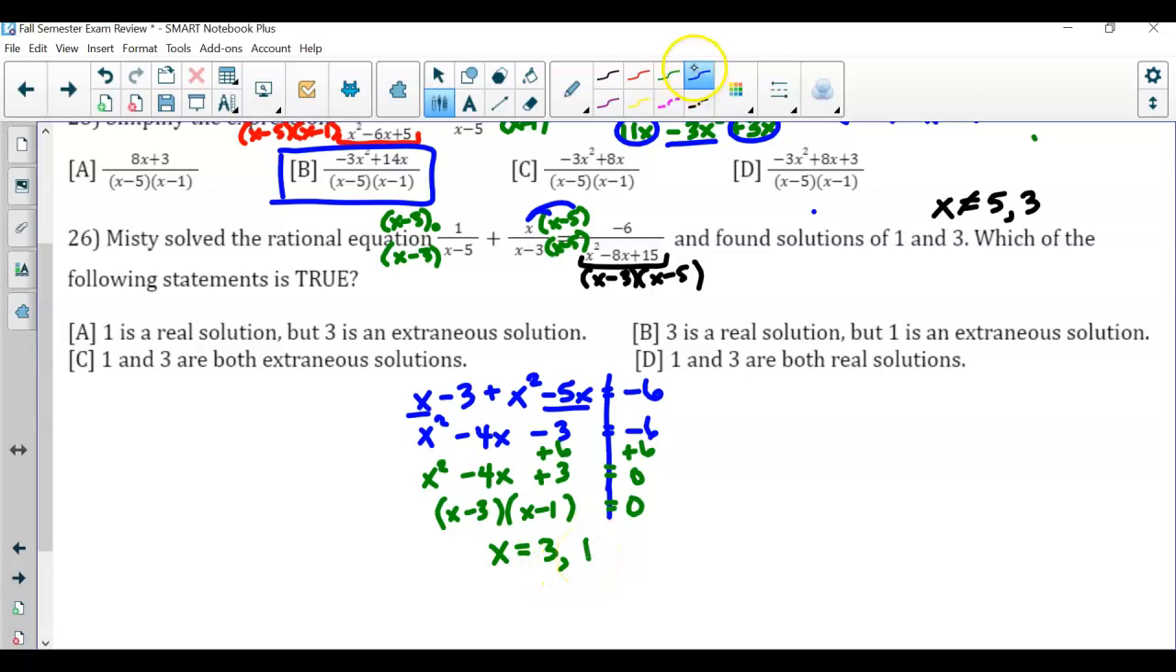However, go back and always check. Notice how 3 is extraneous. So because 3 is extraneous, 3 is not an answer. That is why the answer here is A. 1 is the only real solution that this equation has. X is equal to 1 because 3 is extraneous.